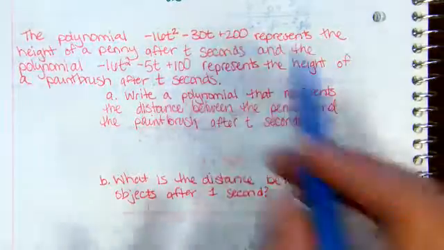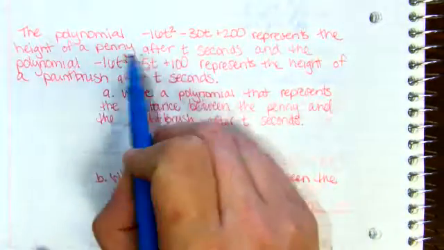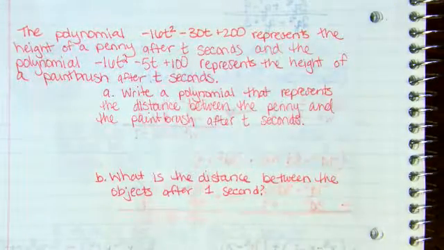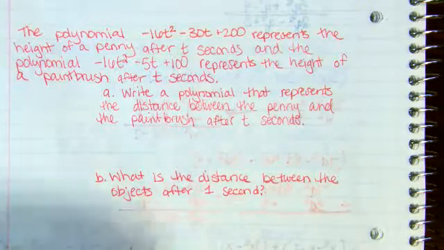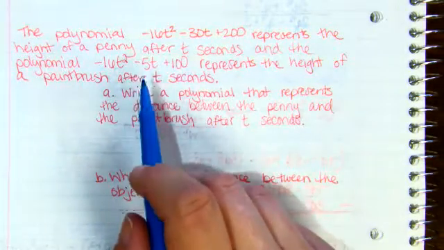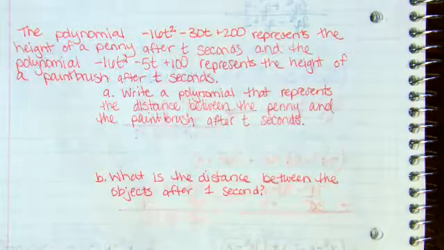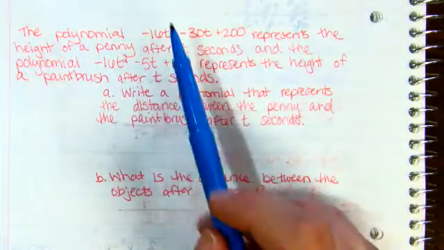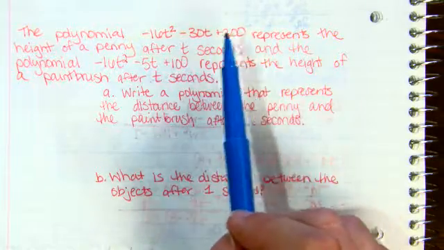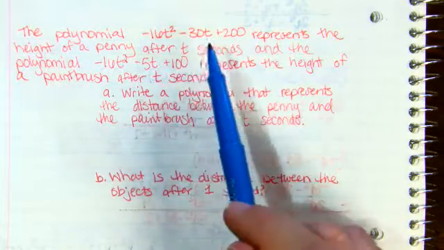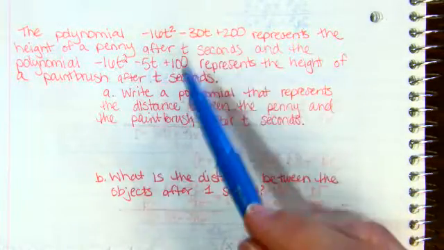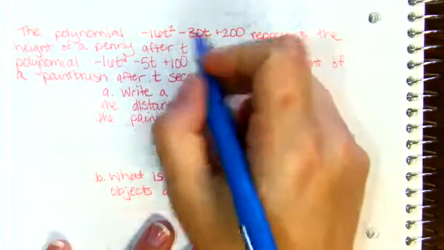Here's another word problem with this polynomial that should look familiar. The polynomial negative 16t squared minus 30t plus 200 represents the height of a penny after t seconds, and the polynomial negative 16t squared minus 5t plus 100 represents the height of a paintbrush after t seconds. If you were to look in your book, the example 4 is pretty similar to this. Basically, you have a building. Somebody is standing on the building on the roof and drops a penny. Somebody else is standing 100 feet below that and drops a paintbrush. And these are the polynomials that represent those situations, or not just drops, but throws down.